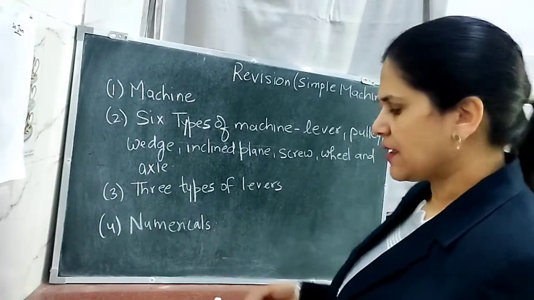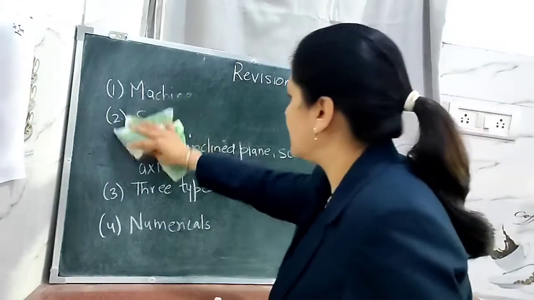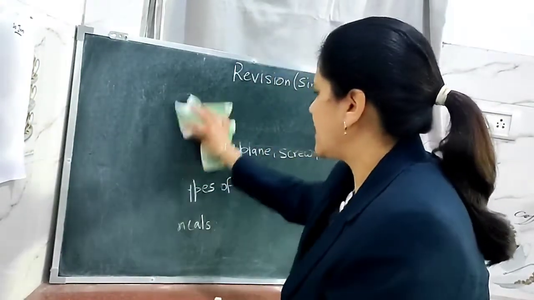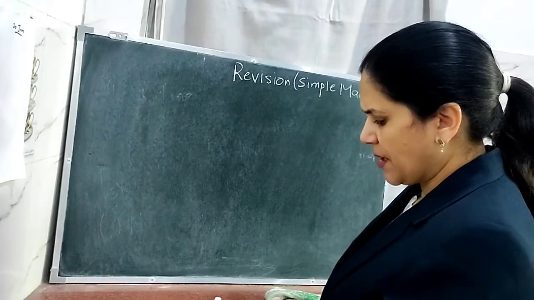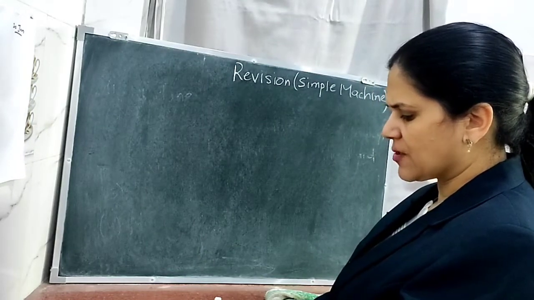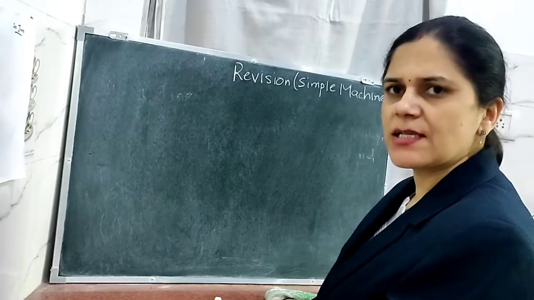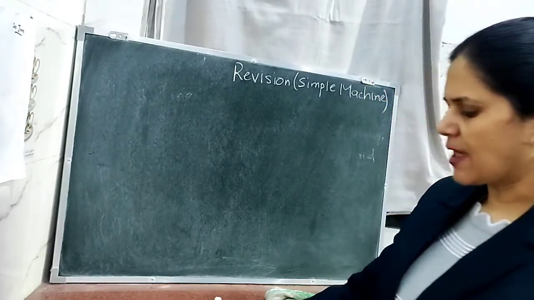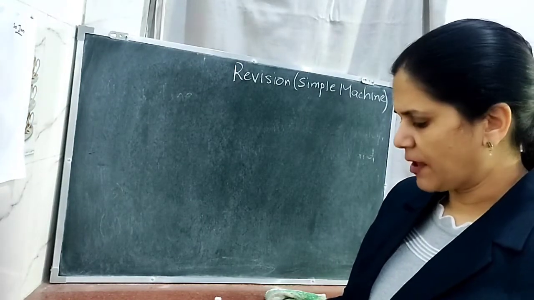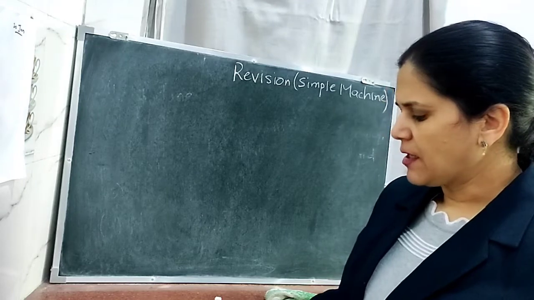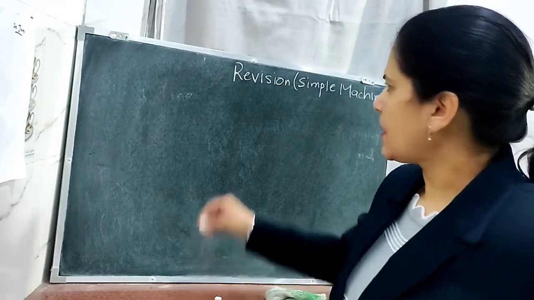Now, we will be discussing some numericals based on this topic. We will be studying the mechanical advantage. The mechanical advantage of a class 1 lever can be 1, it can be more than 1, or it can be less than 1. In the case of the second type of lever, the mechanical advantage of a class 2 lever is always more than 1. And in the third type of lever, mechanical advantage is always less than 1.